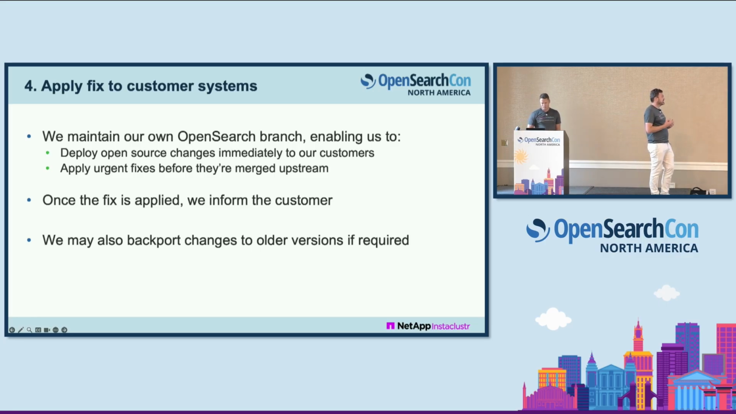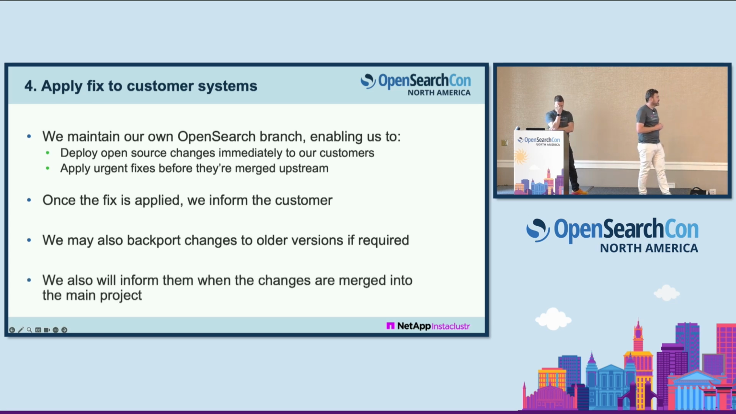So once that fix is applied, we'll then tell the customer, hey, this thing has been added or fixed for you. And then we may also, depending on what version they're running of OpenSearch, if it's an older version, we may need to backport those changes as well. Again, we prefer not to, but that's an option that we have. We'll also let them know the status of how that change is being worked on in the open source code, and let them know when it's been merged into the main project.